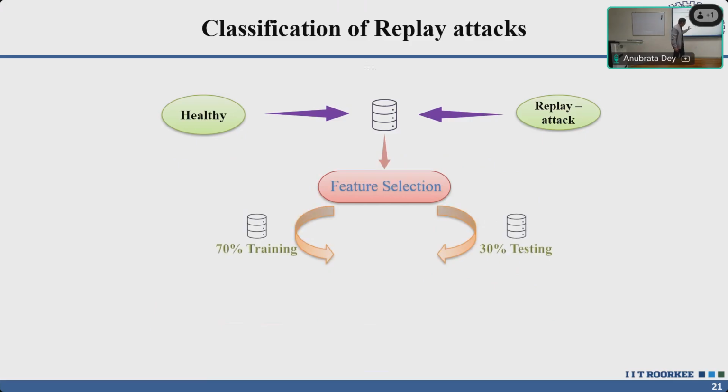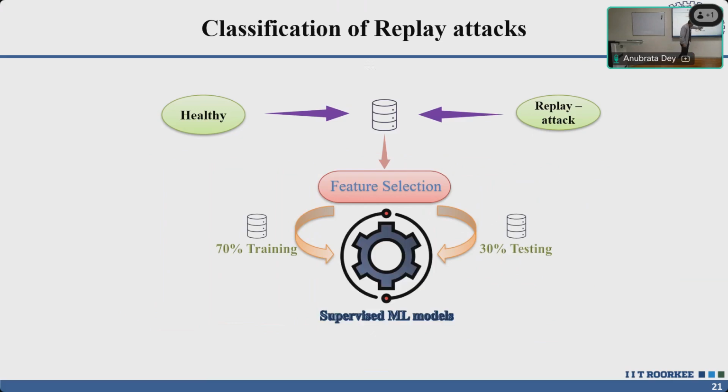And once you have that, as I told you, you can use the randomized search method, or some other method, just to decide what percentage of data you consider for training and how much you consider for testing. And if you combine, then your supervised ML models are available, and then you can go for the detection part.